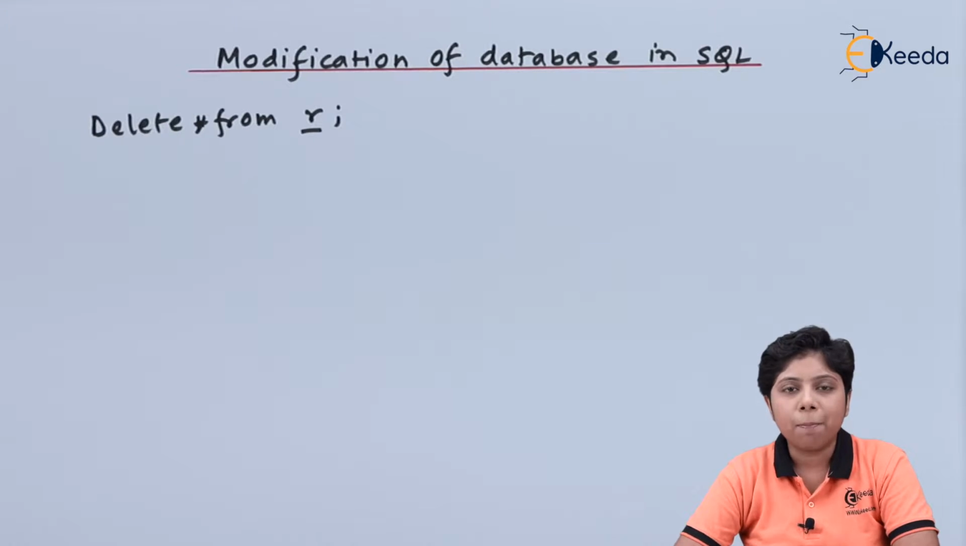For the first example, we are considering a relation instructor where I am deleting all the records for the department name finance. So if there is anything of the finance department, we are deleting all the records.